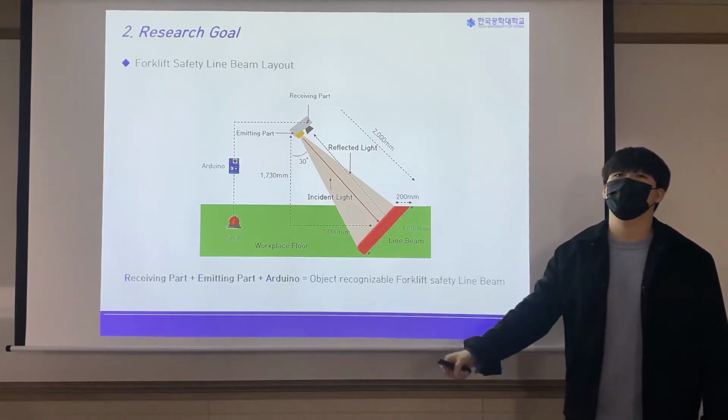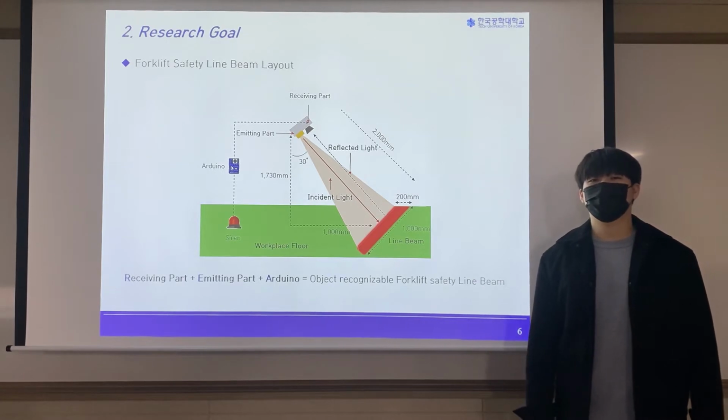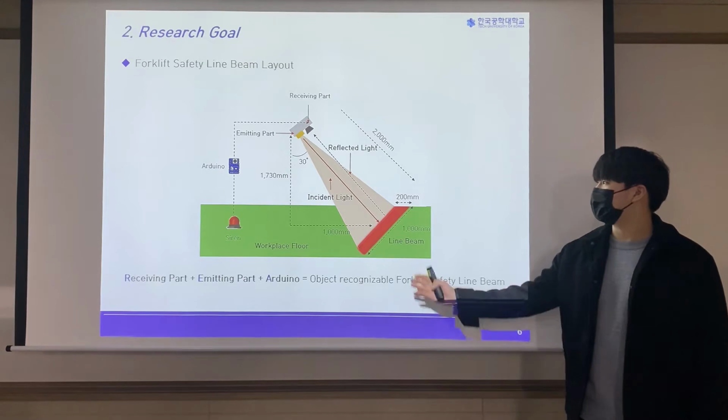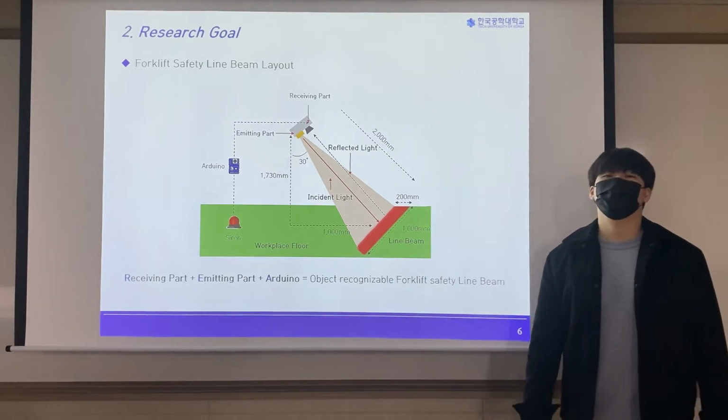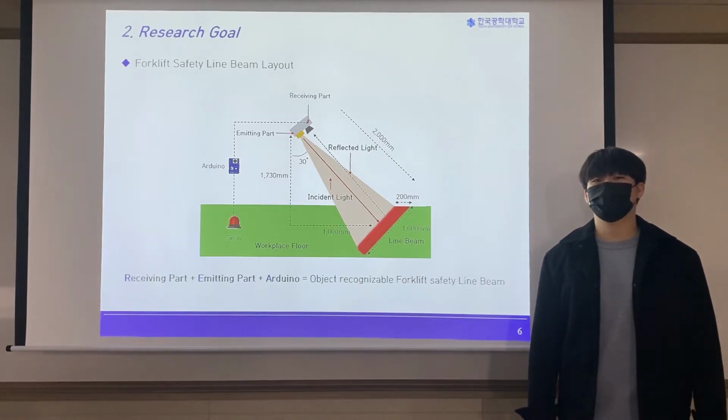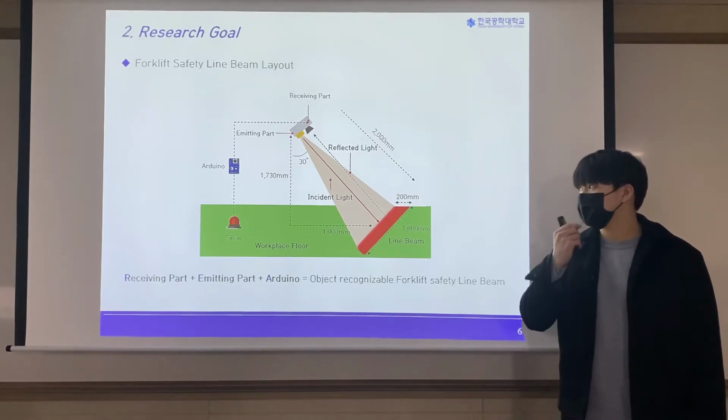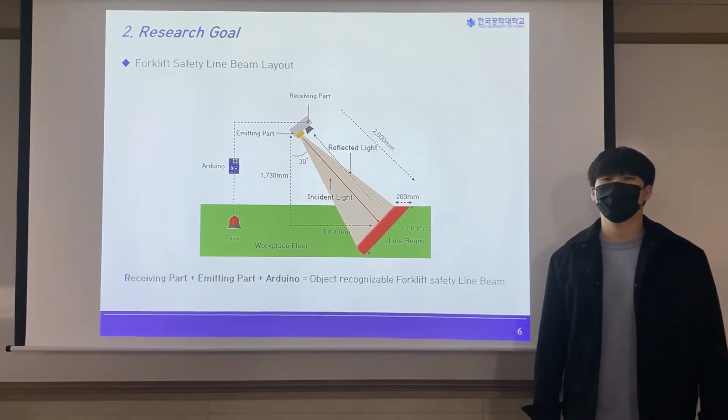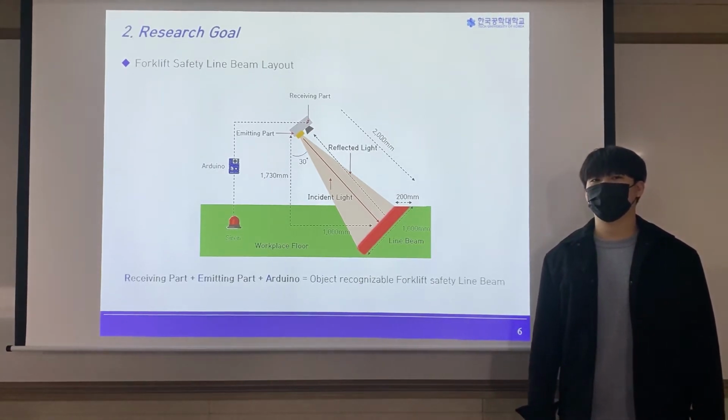The second goal is to enable the photodiode to detect the reflected light in a certain area. The final goal is to make the driver able to recognize the object in the line beam by using Arduino. In conclusion, our research goal is to develop a line beam that can recognize objects using a photodiode.